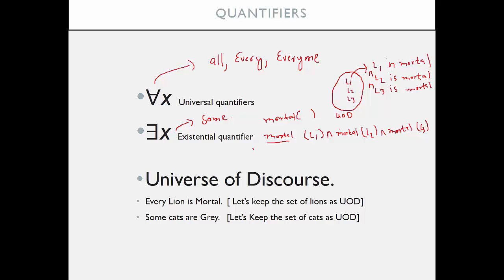that every X, which in this case means lion, is mortal. So this is how we represent for all, or everyone. Every X is mortal, and in this case X means lion. Now let's have a look at another example, which is some cats are gray.